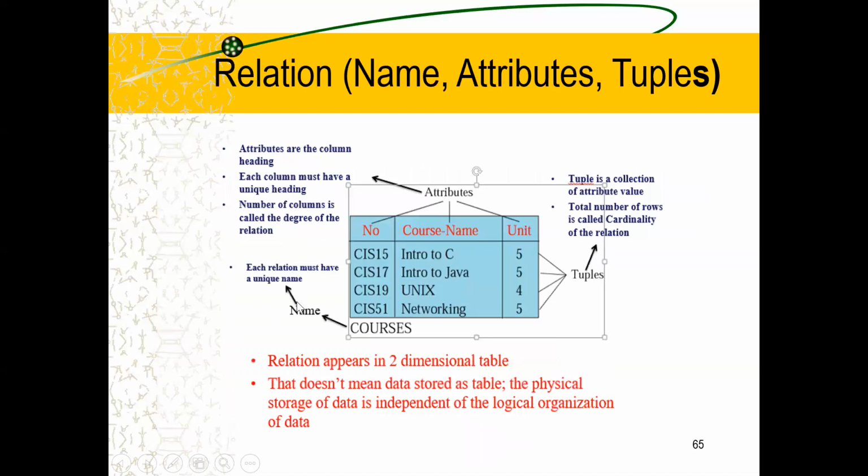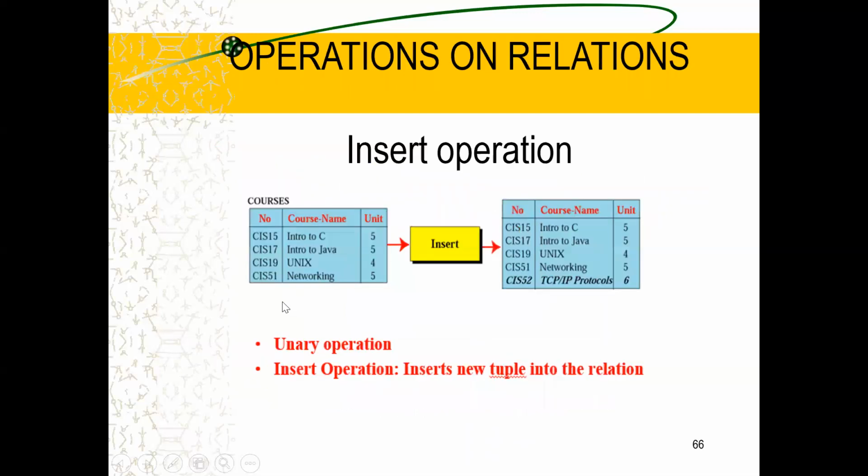So next we will come to relation. Relation can be defined in terms of name, attributes, and tuples. You can see here these are all fields, which we call attributes, and one row is called a tuple. There are a number of tuples here, and this table is known as a relation. The number of columns is called the degree of the relation, and the total number of rows is called the cardinality of the relation.